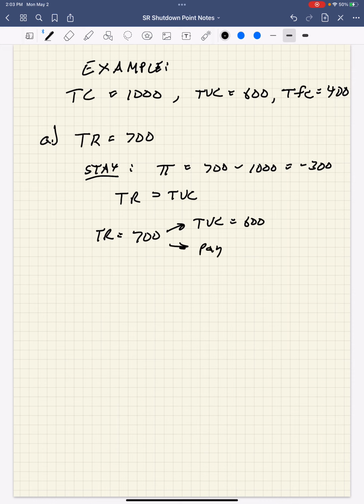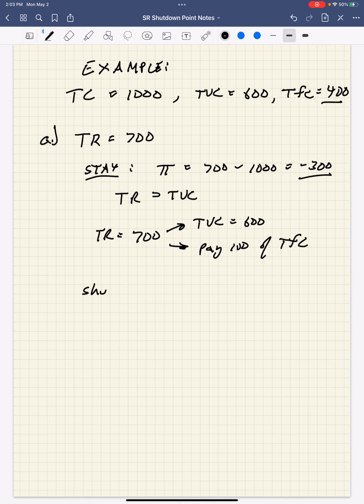Right? We can pay 100 of our fixed cost. We still have the 300 of those fixed costs. Got to pay a total of 400. We can pay 100 of it with our revenue. The 300 that comes out of our pocket is, of course, our losses. Okay. So not great, but that's kind of option one.